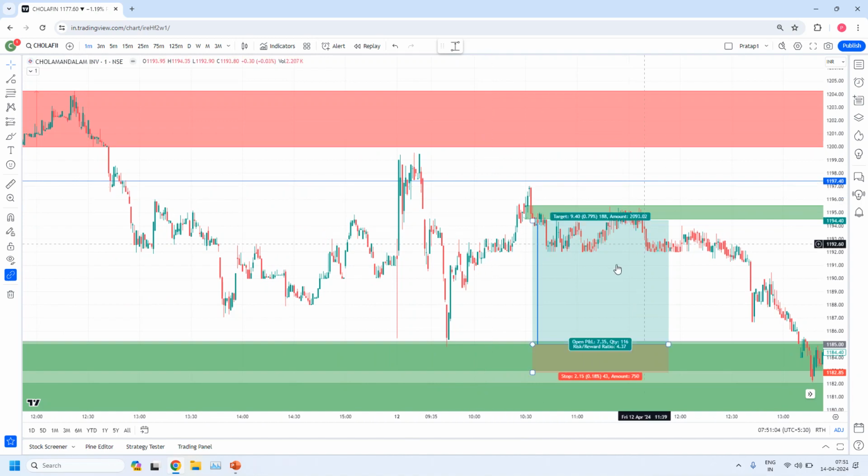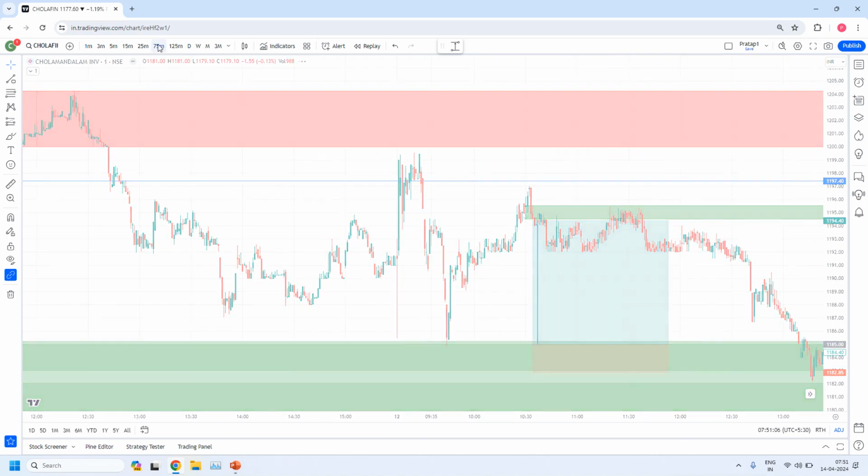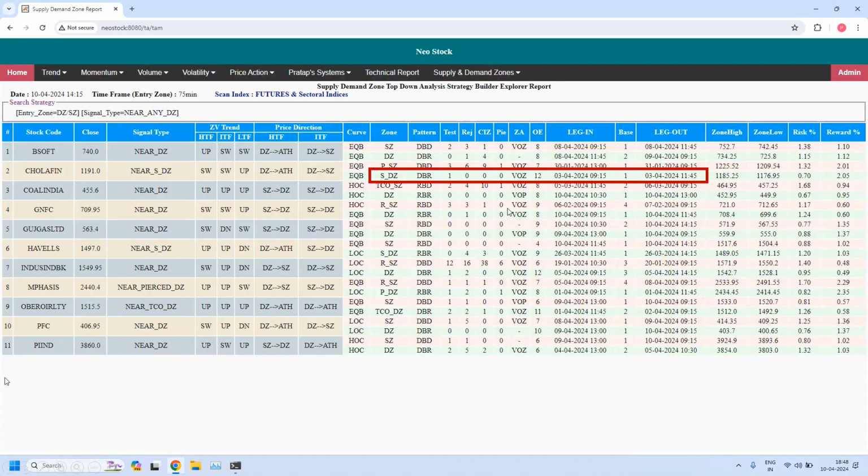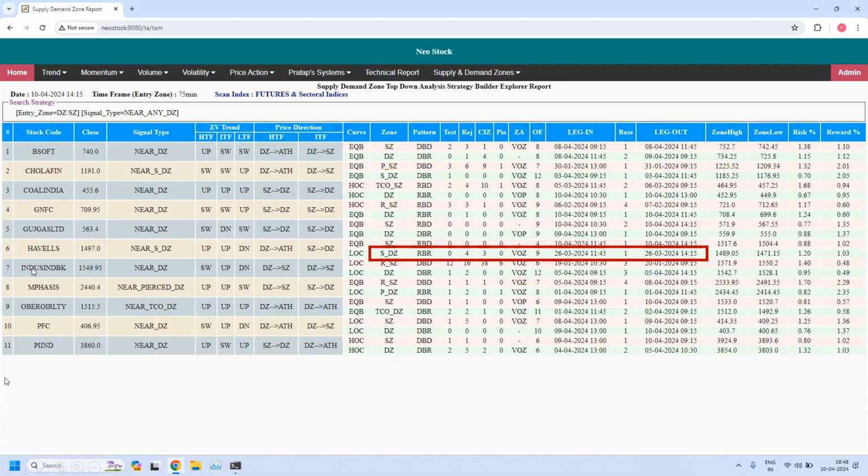Now let us look into one more example. So what happened all of a sudden? TradingView became very slow. Okay, anyway, first let us look into the next chart. Next one is Havells.